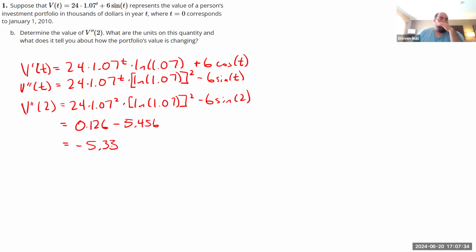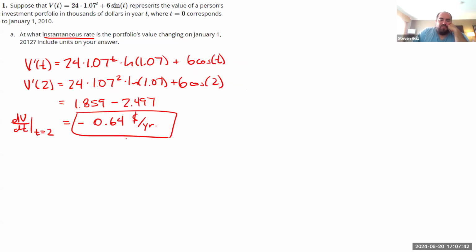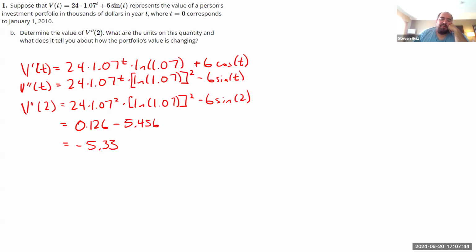So now let's talk about what units that's going to be listed in. So we took a second derivative. Now we can revisit what the first derivative was expressed in. That was in dollars per year. This will be in dollars per year per year, or times 1 over a year. Or equivalently, negative $5.33 per year squared.